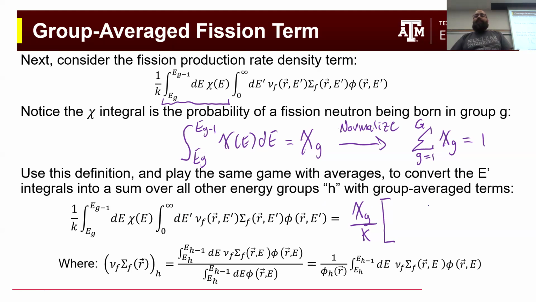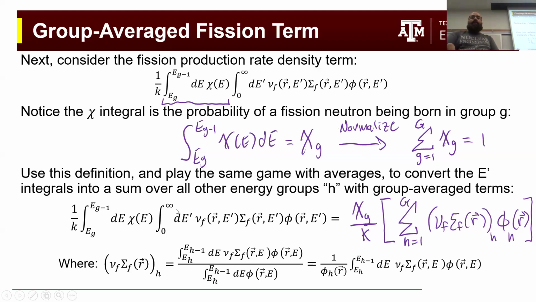Basically, this term is going to look like a sum over, I'm going to call it h, h equals 1 to big G, where this h represents all of the other groups in my system. And then I would also make a clever definition of an average by multiplying and dividing by the same thing, such that what is in this sum is going to be a nu F times a sigma F, which is a function of position. And this is going to be a nu F sigma F for this group h times the flux of neutrons that belong to group h.